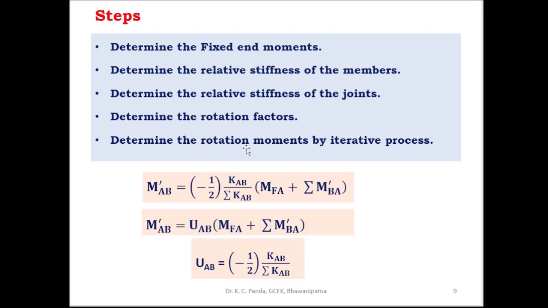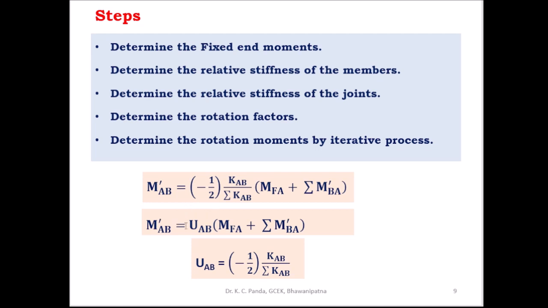Then you have to determine the rotation moments by an iterative process using this formula. m dash AB is equal to minus half KB divided by summation of KB into MFA plus summation of m dash BA, where m dash AB is the near end rotation moment and the summation of m dash BA is the sum of the far end rotation moments, and MFA is the fixed end moment of joint A, KB is the relative stiffness of the member AB, and summation of KB is the relative stiffness of the joint A.